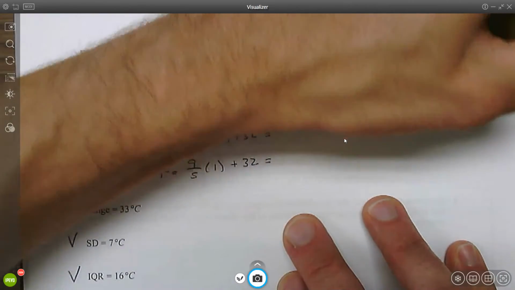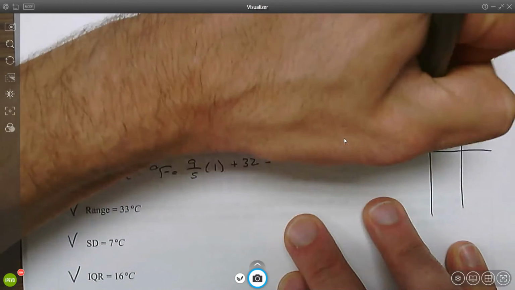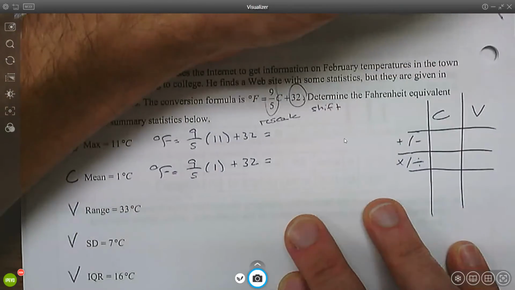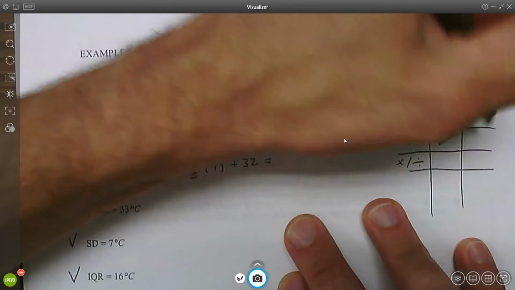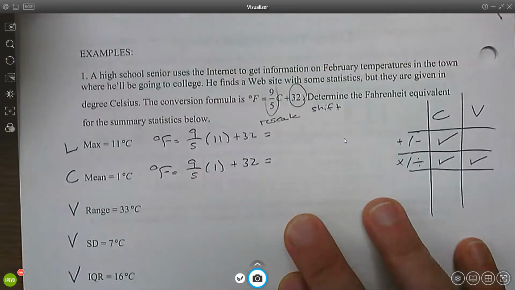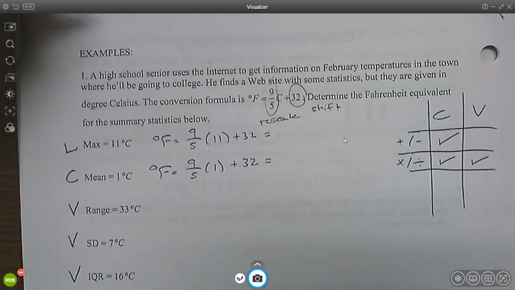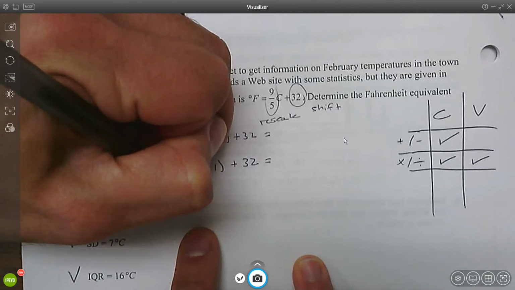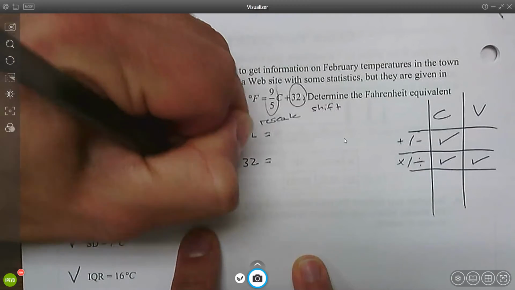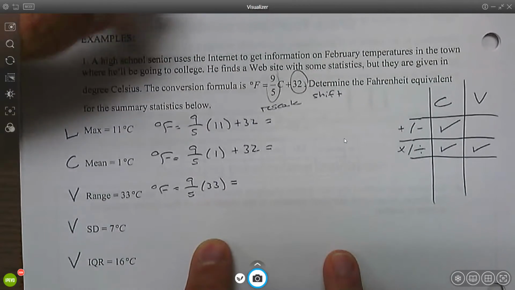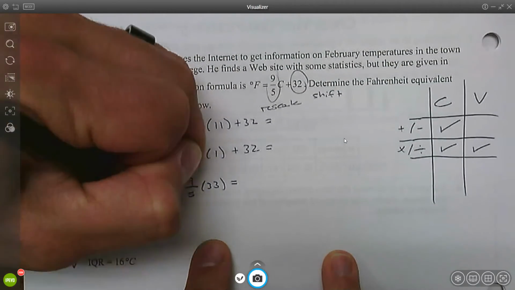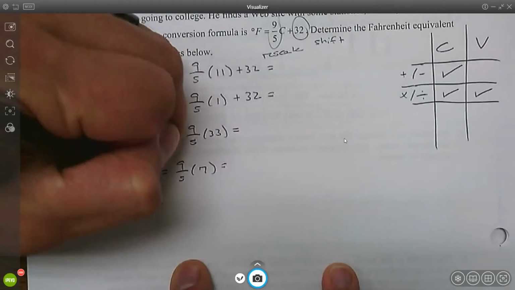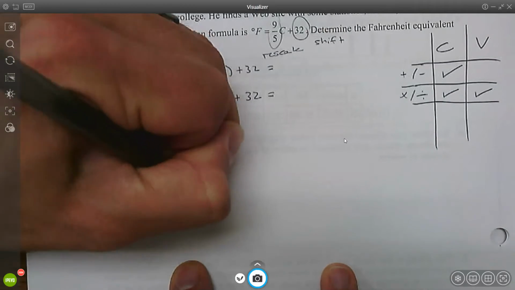So if you think about center and variability, if this chart's helpful, we have shift, which is addition and subtraction, and rescale, which is multiplication and division. Adding and subtracting does affect center, but not variability. Multiplying and dividing affects both. Shape is not affected by any of those. Range is a measure of variability, so it does get affected by the rescale, but not the shift. So I would not add 32 here. Standard deviation, same thing. It's a measure of variability, so it's not affected by the shift. And IQR, same thing, not affected by the shift.